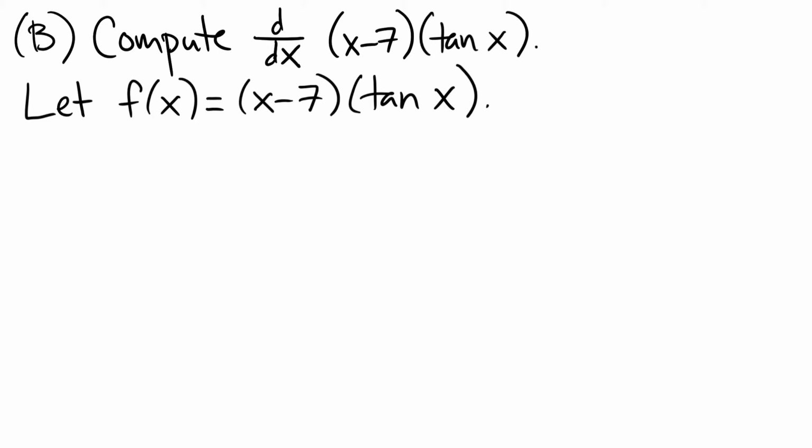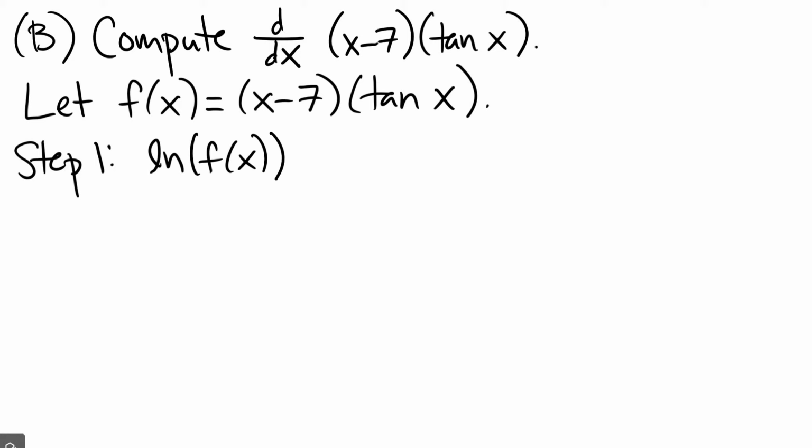And we start again by saying, let f(x) be the thing we want to differentiate. And then in step 1, as always, we're going to compute ln of f(x), simplifying it as much as possible. Here we have a product, which log rules tell us turns into a sum, ln of the first term plus ln of the second term.